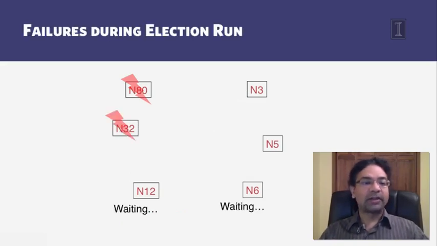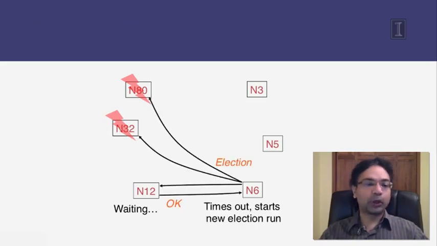So you could also have failures that happen during the election run. N32 might fail after it has sent the election message, but before it sends the coordinator message. And at this point of time, N12 and N6 need to do something about it. Essentially, N6 or N12 would time out waiting for N32's response, and then it would start a new election run, which would send a message to N12, which would then start another election run by itself, and eventually N12 would get elected as a new leader in this particular case.